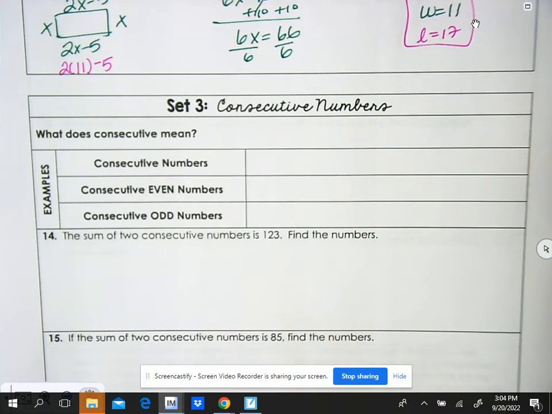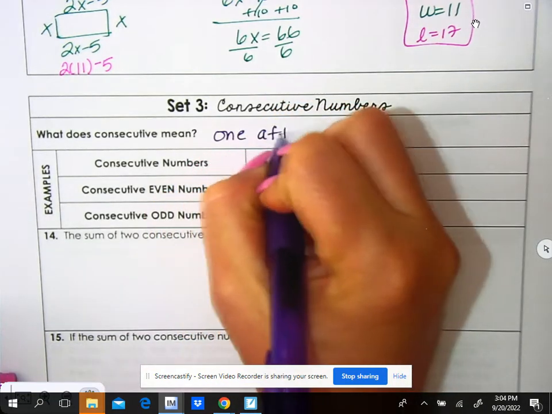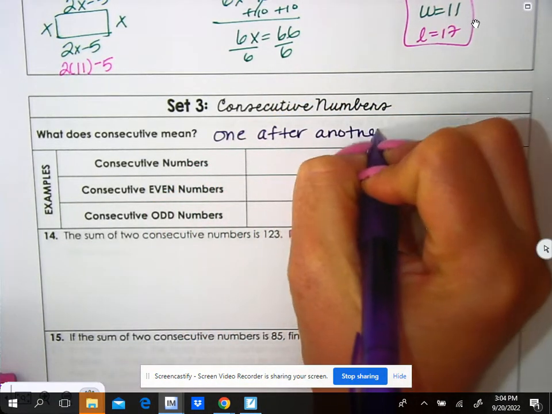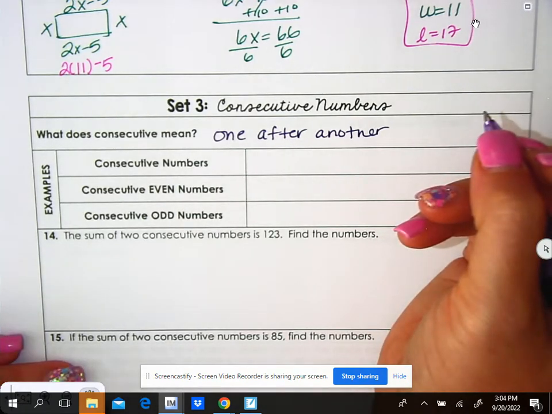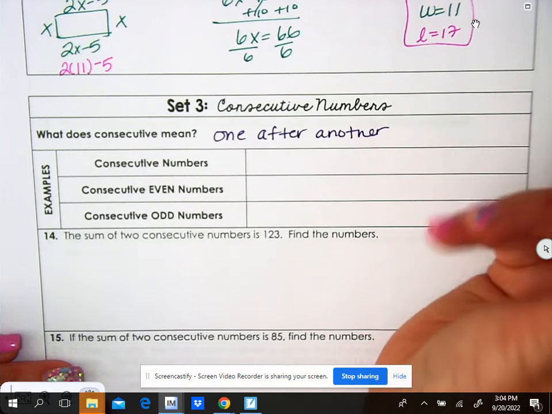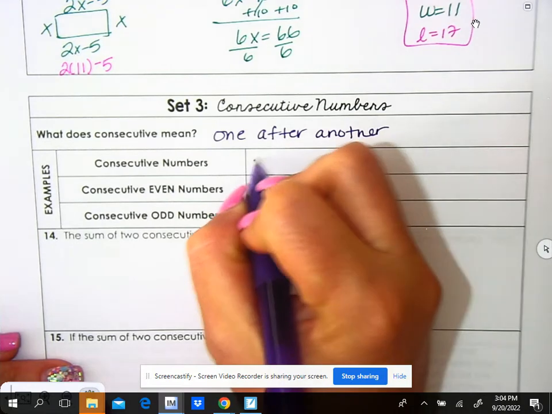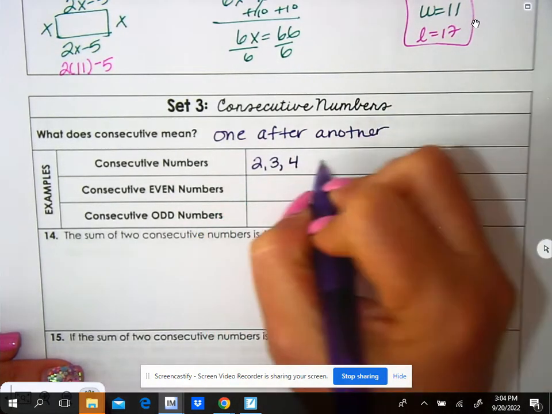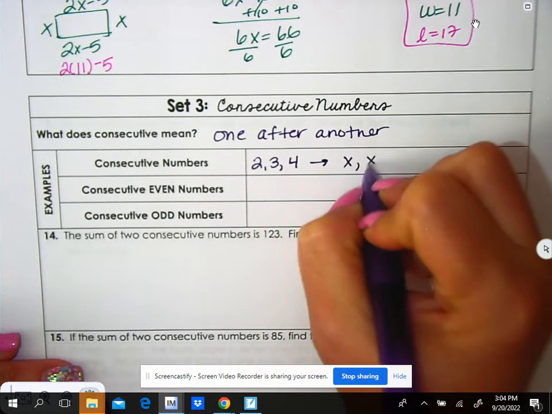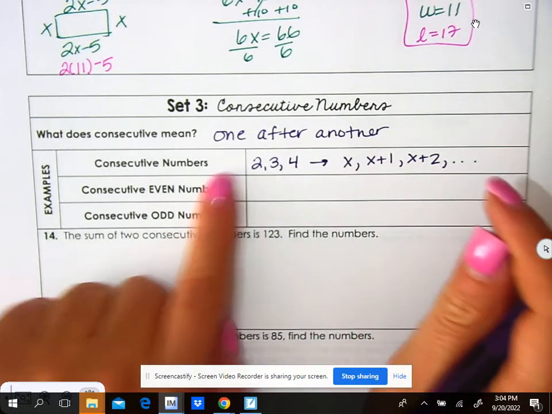All right, so our last section was kind of the more difficult section. Okay, it was consecutive integers or consecutive numbers in general. All right, consecutive we talked about meant one after another. So we talked about Monday, Tuesday, Wednesday are consecutive days, or 6, 7, 8 are consecutive numbers, and so forth. January, February, March are consecutive months.